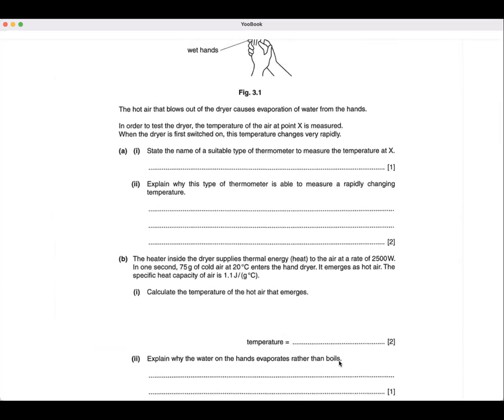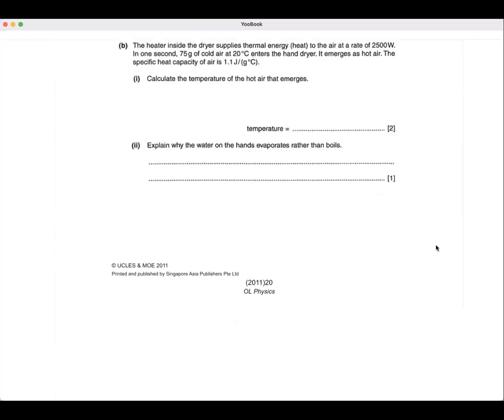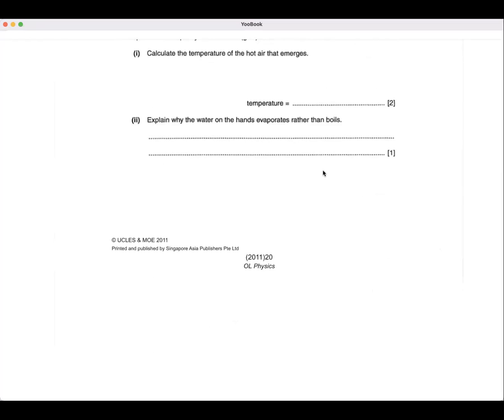You can say that evaporation occurs at all temperatures, whereas boiling occurs only at the boiling point. So therefore, when the water touches the hand, it will take energy from the hand and evaporate. That's the answer. Let me move on.